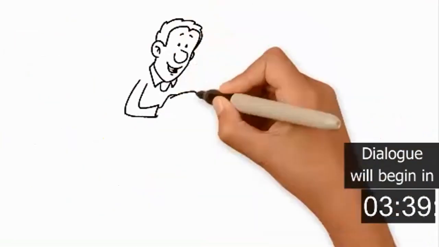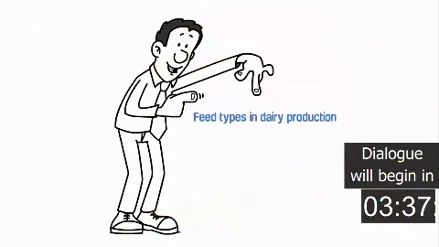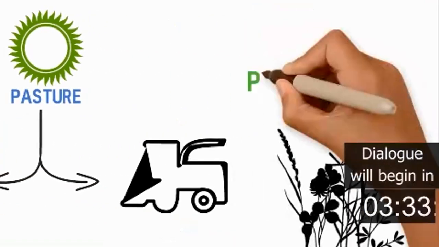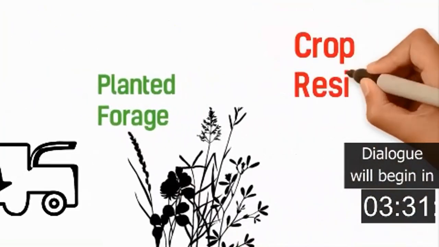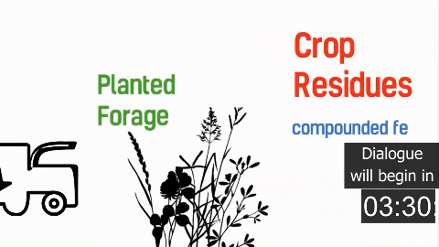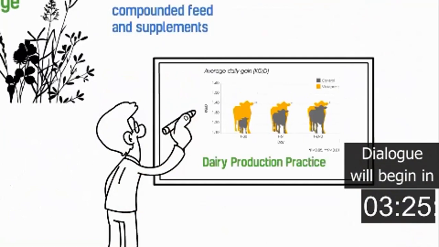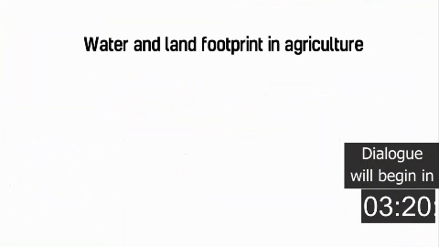The feed types in dairy production are mainly pasture, which includes hay and silage, planted forage, crop residues, and compounded feed and supplements. The proportion of these feed types in the daily rations of the cows varies depending on the dairy production practices. Assessing the water and land footprint in agriculture.